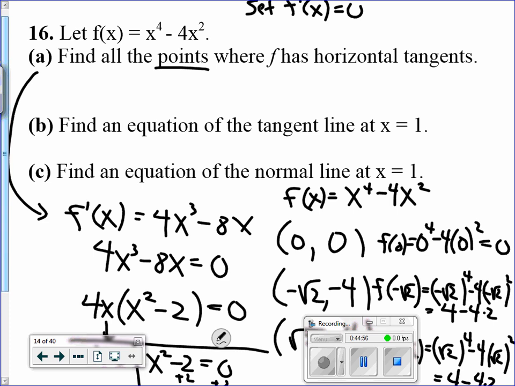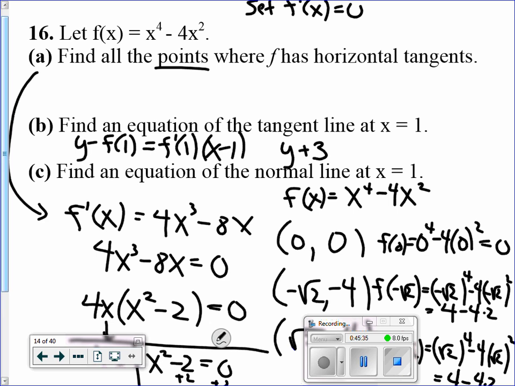Okay, the part B. Find an equation of the tangent line at x equals 1. So we need to get the derivative, which we have. Remember, to get the tangent line at 1, it's going to be y minus f of 1 equals the slope of the tangent, f prime of 1 times x minus 1. Okay, to get f of 1, to get the y value, plug 1 into the original function. 1 to the 4th minus 4 times 1 squared. 1 minus 4 is negative 3. Maybe I'll write that over here. So we have y minus negative 3.